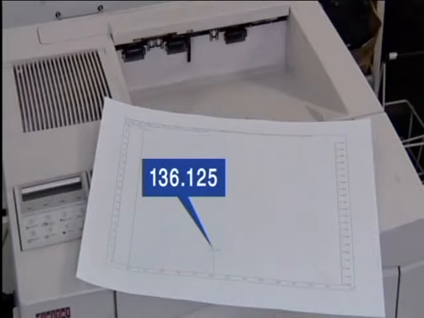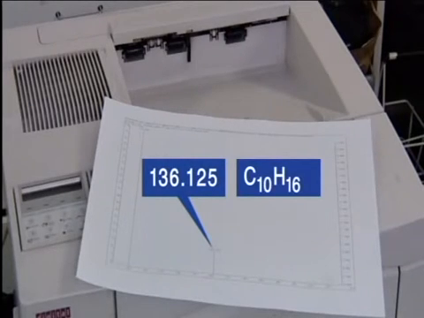Here we see that the relative molecular mass of limonene is 136.125. This means that we can distinguish C10H16 from, say, C9H12O, which would have a relative molecular mass of 136.194 to 3 decimal places.